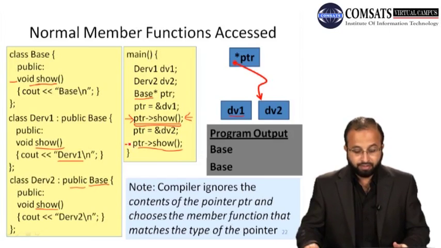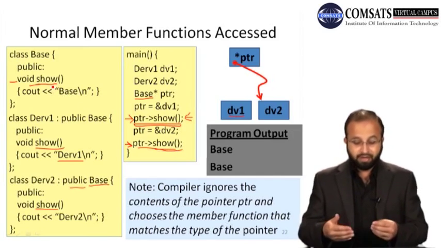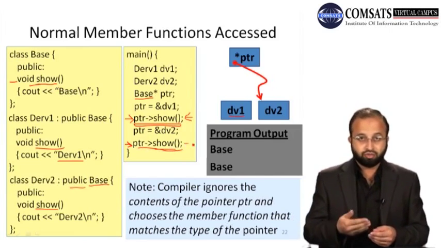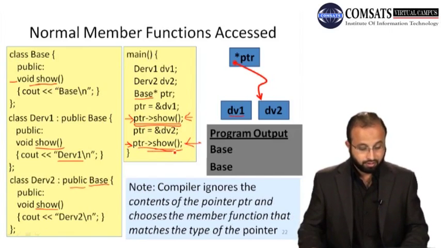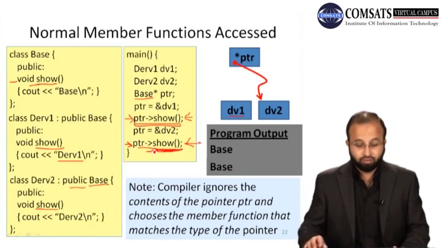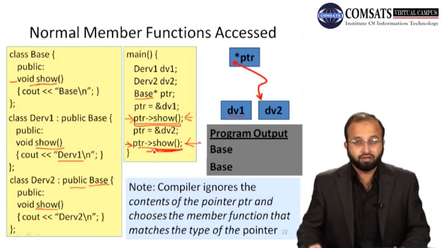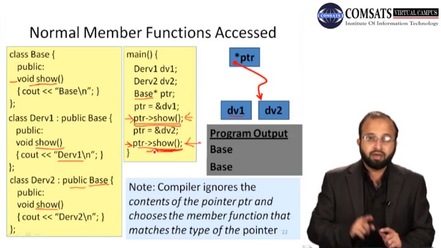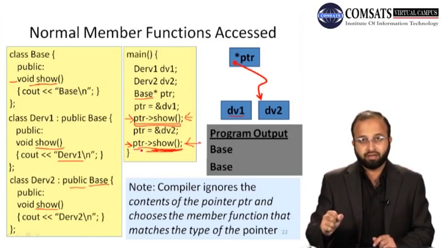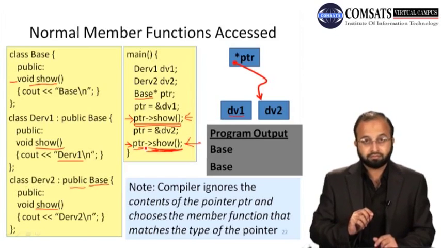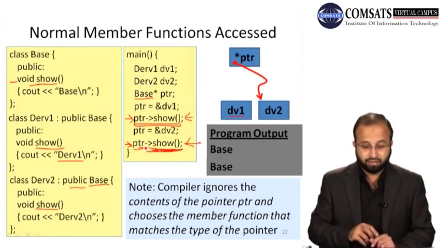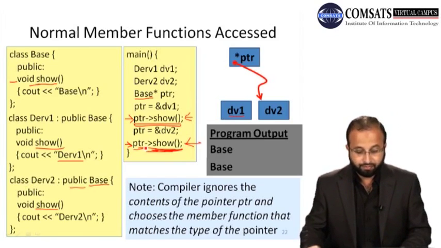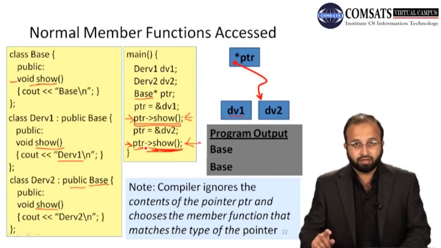ptr is pointing at this stage to the dv1 object, right? So which one is the tie between: will it execute the show function of the Derv1 class, that is this show function, or will it execute the show function of the base class? So the rule is that it will look at the type of the pointer, not the content the pointer is pointing to. There are two things: what is the type of the pointer, and what type of content lies in the memory the pointer is pointing to. So for this case, where we are not declaring the show function as a virtual function in the base class, it will look at the type of the pointer. The type of the pointer is base, so it will call the base class show function, and this is happening both times.